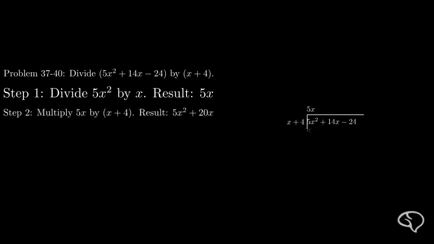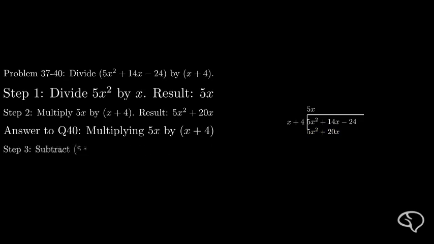Next, we multiply this quotient term, 5x, by the entire divisor, x plus 4. This gives us 5x squared plus 20x. This is the process used to obtain the second line in the long division setup. So the answer to question 40 is multiplying 5x by x plus 4. Now we subtract this result from the original polynomial. 5x squared minus 5x squared is 0. 14x minus 20x is negative 6x. We bring down the next term, minus 24.